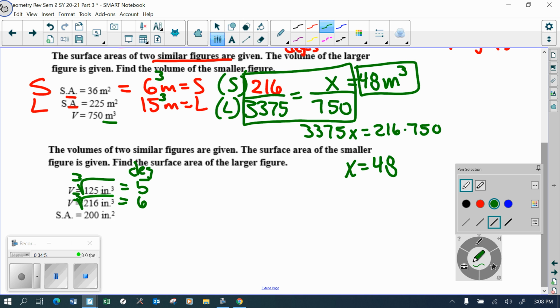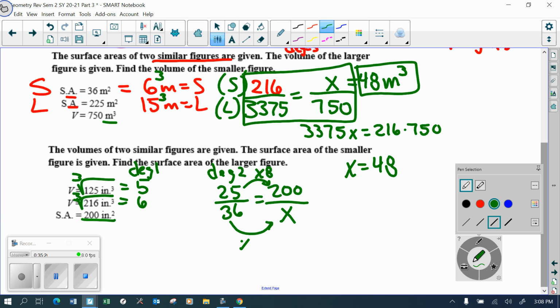Okay, degree 1. Now I want to go up to degree 2, because I want to talk about area. So 5 squared is 25, 6 squared is 36, and let's see, find the surface area of the larger. So that means the smaller is 200, and we want the larger. I can cross multiply, or I could ask myself how many times 25 goes into 200, and that's 8 times. So that means I multiply this by 8, and there's my answer. So 36 times 8, that'd be 240 plus 48 is 288. And it's square inches because we're talking about area.